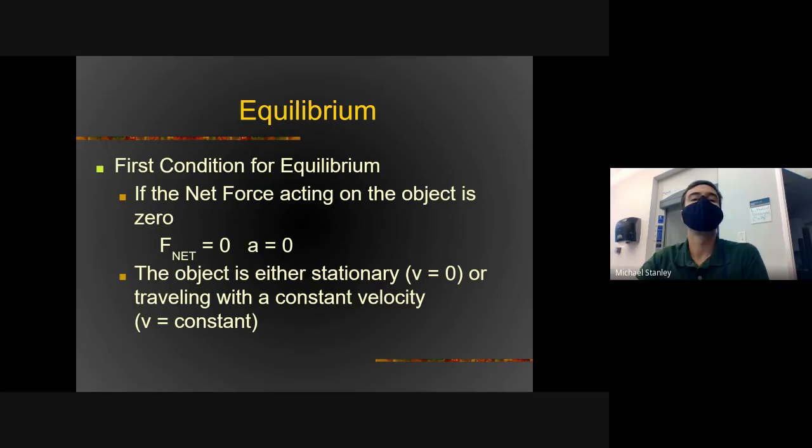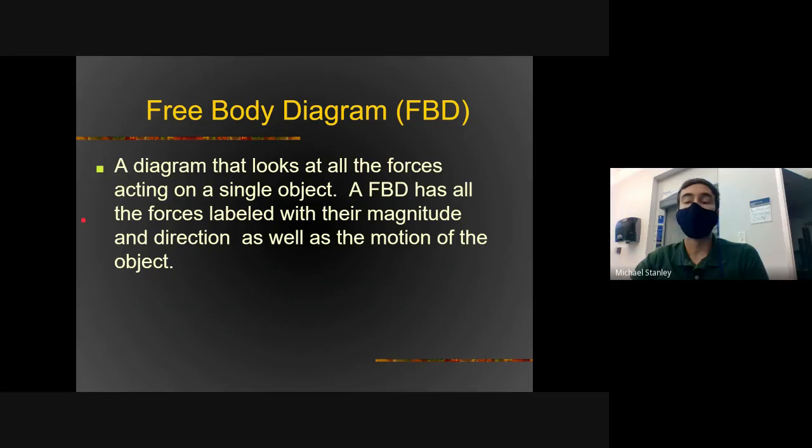All righty. So the final thing that I want to show you guys tonight are things called free body diagrams. So a free body diagram is a simple little diagram that looks at all of the forces that are acting on a single object. So a free body diagram will have a representation of the object.